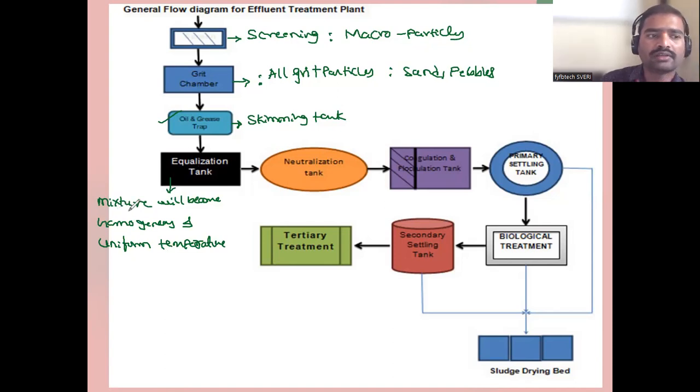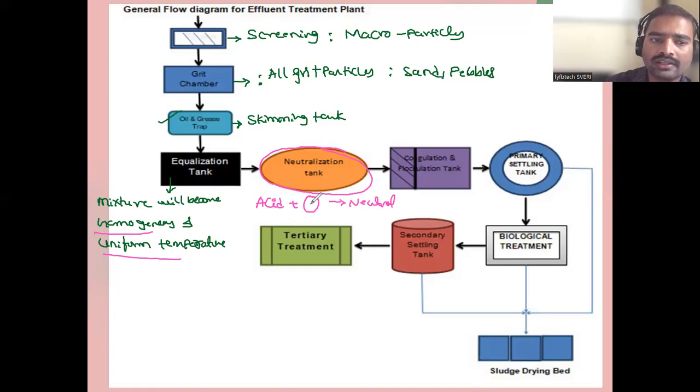So the equalization tank will mix all the sewage waste into a homogeneous mixture, and also bring a uniform temperature. After equalization, your waste may be acidic or basic in condition. So that sewage is made neutral by taking it into the neutralization tank. If your waste is in acidic condition, what do we add in order to make it neutral? Base. Which base? NaOH we will add.